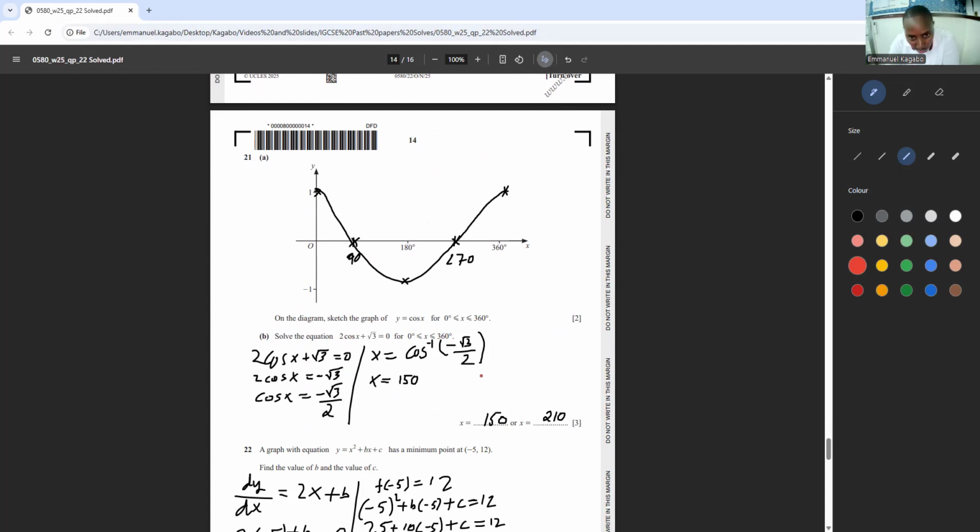They're asking you to sketch the cost graph. I can just do this one more time. There's nothing wrong to know that. Here it's (1, 0). And this is (0, 1).